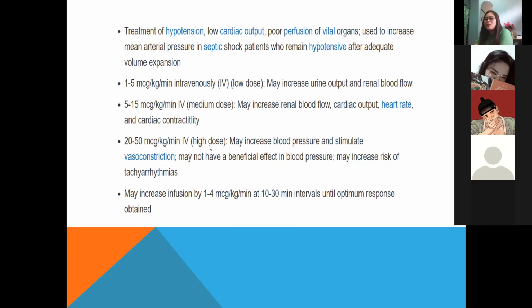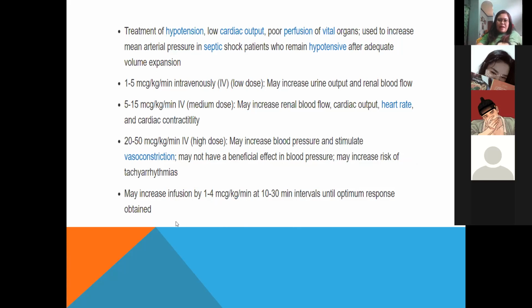And then at high dose, it's 20 to 50 micrograms per kilogram per minute. High dose na siya via IV gihapon. It's more on the blood vessels. Kasi this will be the time na dopamine can cause vasoconstriction. So if the patient is hypotensive, this will be beneficial sa iyaha. Although depende sa case sa hypotensive, there are really people na dili siya beneficial when it comes to increase in the blood pressure. So this may increase risk of tachyarrhythmias. Mupaspas noon ang heart rate.